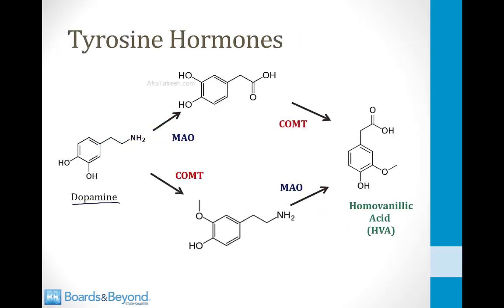Here's how dopamine is metabolized into HVA. Both MAO and COMT need to metabolize dopamine to convert it to HVA, but they can metabolize it in either order. If MAO goes first, it will convert the amine group into a carboxylic acid group, and then COMT, which is a methyl transferase, will add a methyl to one of the oxygens. If COMT goes first, the process is simply reversed.